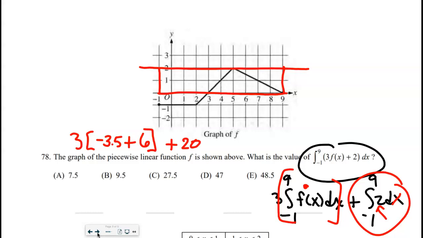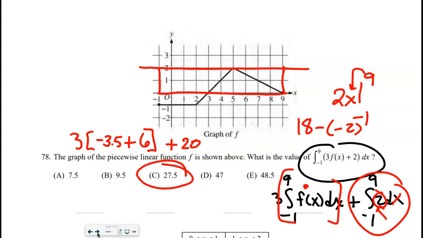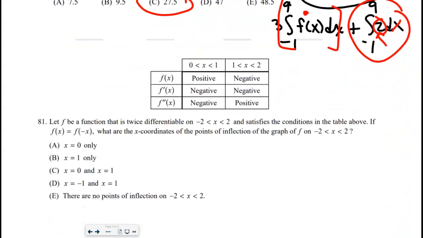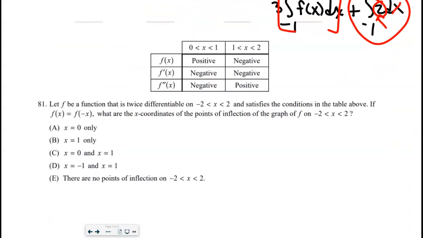Or the antiderivative of 2 is 2x, and we're going from -1 to 9. The fundamental theorem of calculus would be 18 and then minus a -2. So either way, visualizing it as a rectangle with 10 by 2 dimensions, or using our fundamental theorem of calculus and finding the antiderivative of 2, plugging it in and all that good stuff, do the arithmetic, and you get 27.5 for that one. 18 is a little tricky.